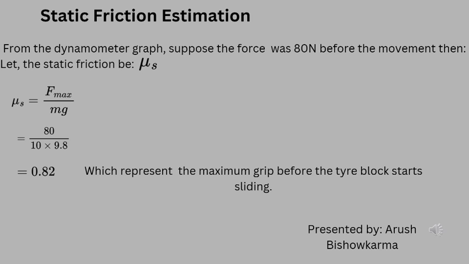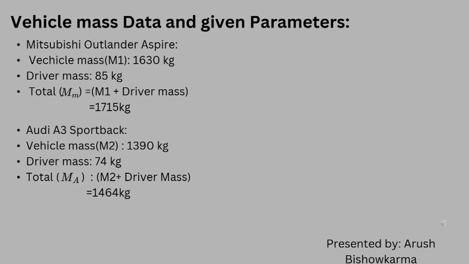Here we calculated the masses of the vehicles. The Mitsubishi is 1630 plus 85 kg of driver, which is 1715 kg in total. For the Audi, the car weight is 1390 and the driver weight was 74 kg, so in total it was 1464 kg. The combined total mass of both cars and drivers is 1379 kg. The slide angle after collision was 24 degrees north of east and the coefficient was 0.17, which was used for post-collision motion analysis.